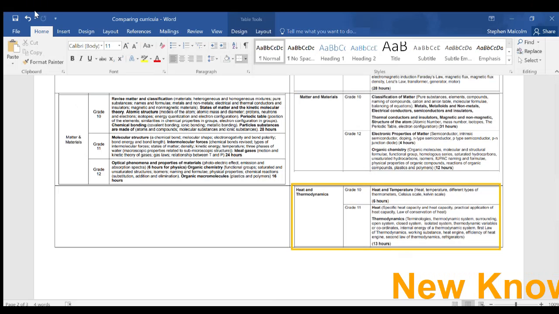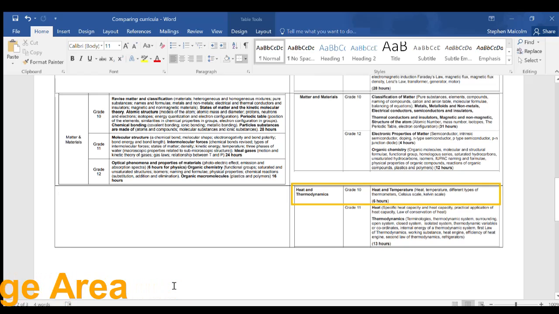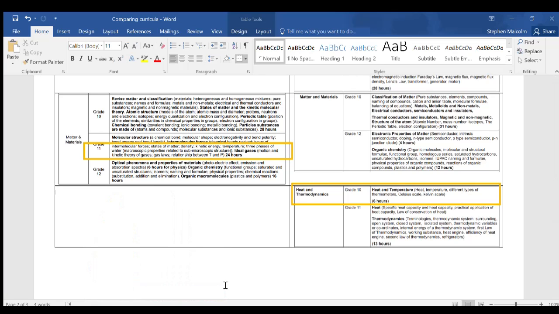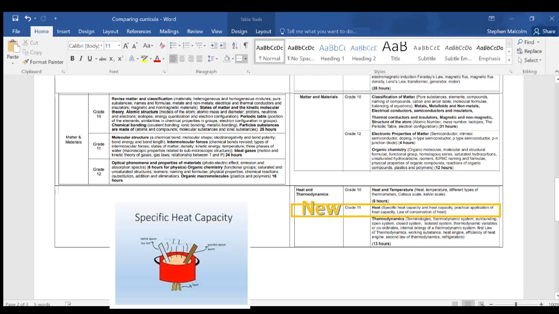Now, heat and thermodynamics is a completely new knowledge area in the Technical Sciences curriculum. It is not done at all in the Physical Sciences curriculum. But there are some aspects where they are similar. So in grade 10, the Technical Science curriculum looks at heat and temperature, and that is covered in grade 11 in Physical Sciences when looking at molecular structure and ideal gases and so on.